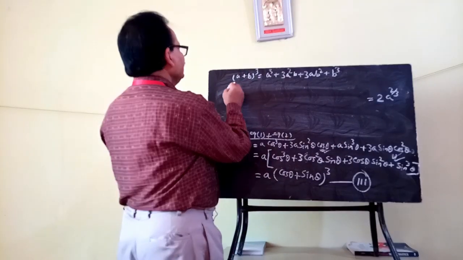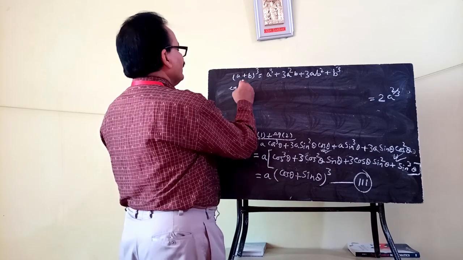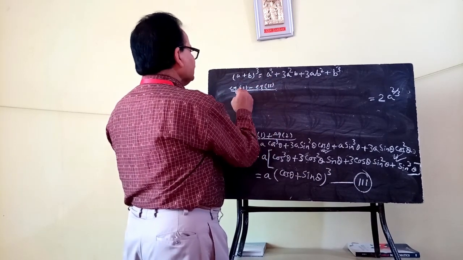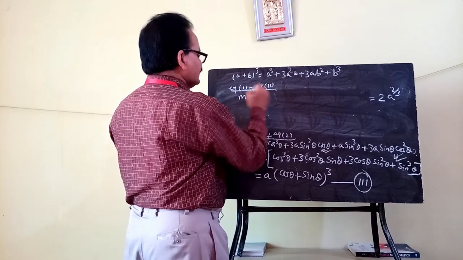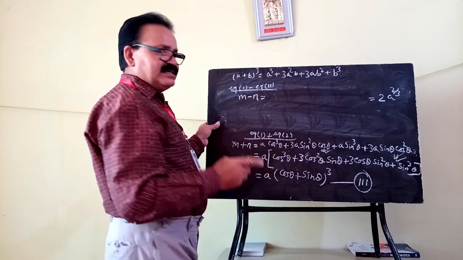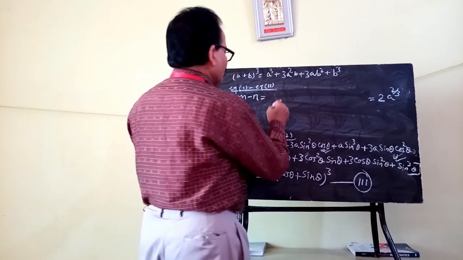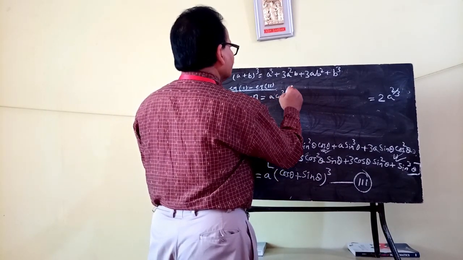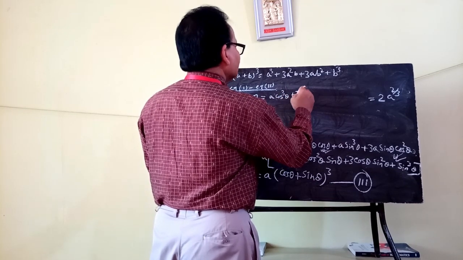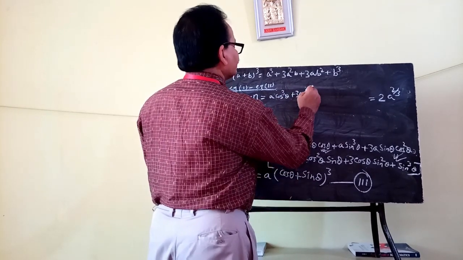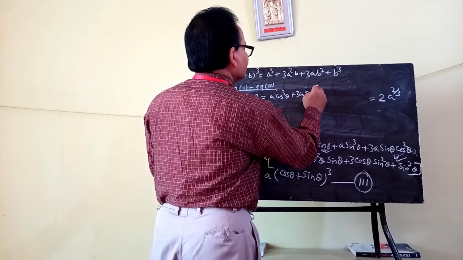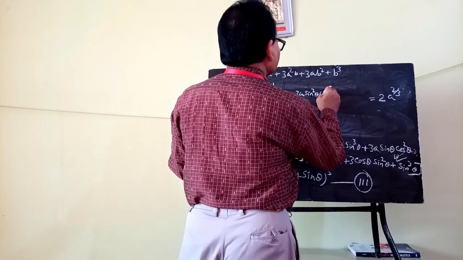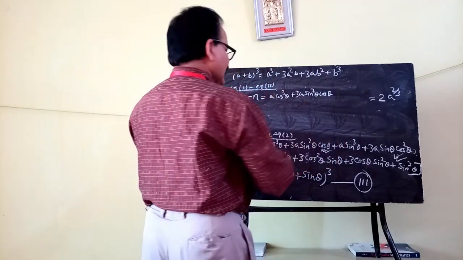Now, equation 1 minus equation 2. In that case, you will get m minus n. The m minus n, again you write it properly in proper sequence. That is your a cos cube theta plus 3a sin square theta into cos theta. This part is your m.